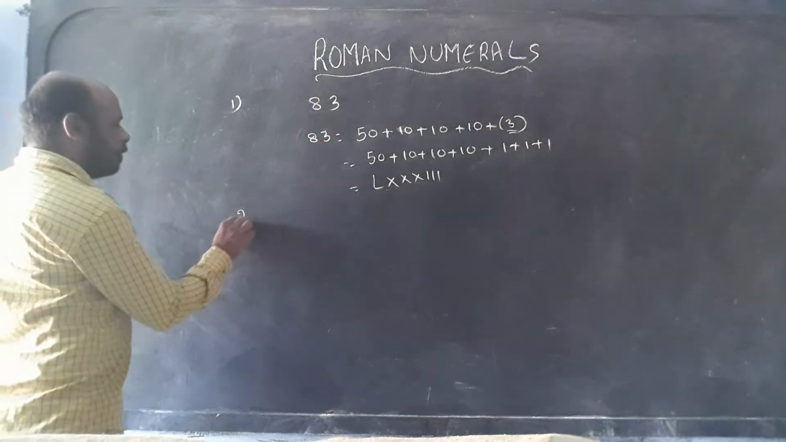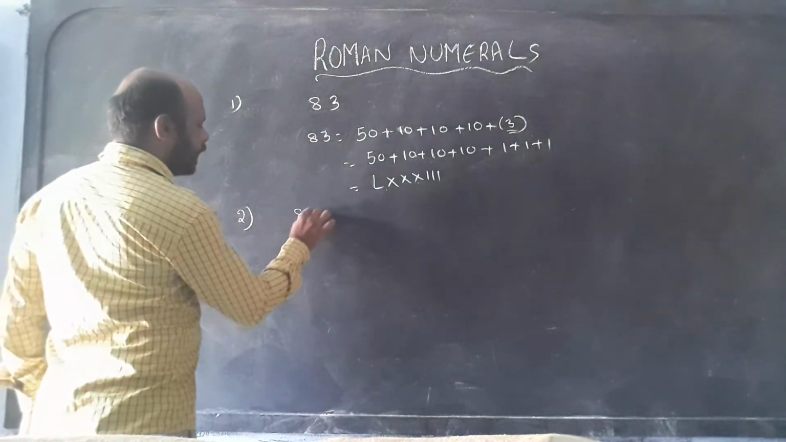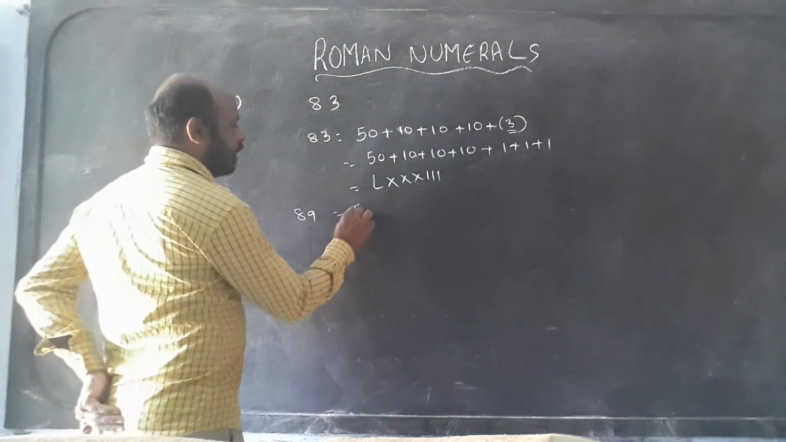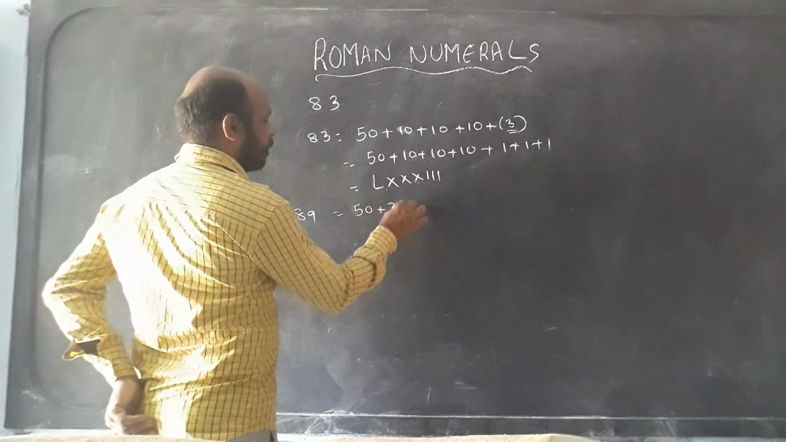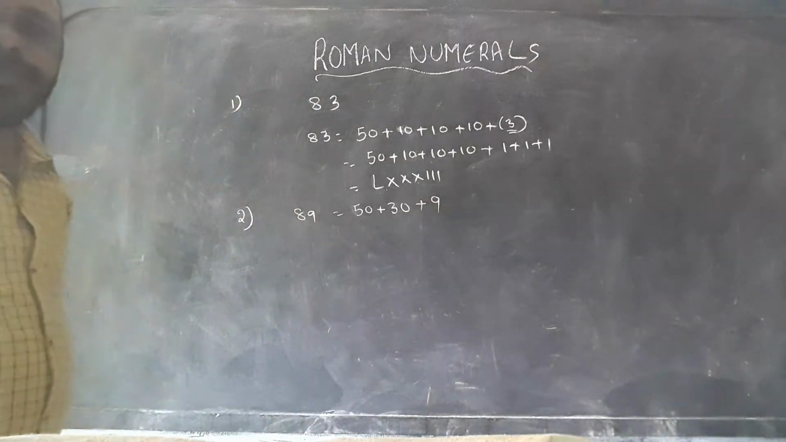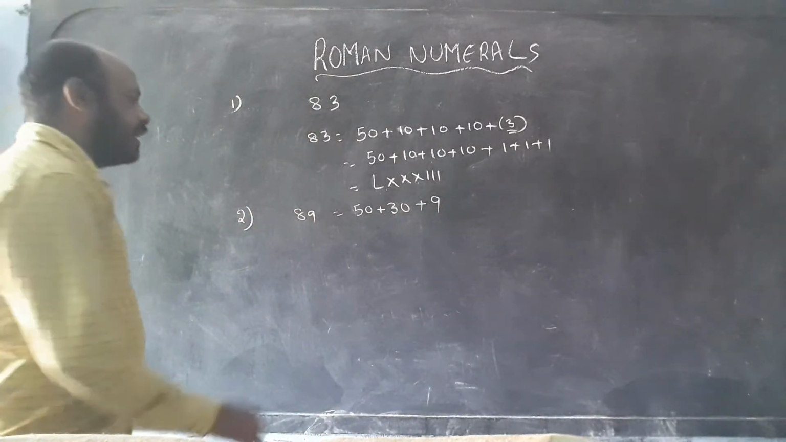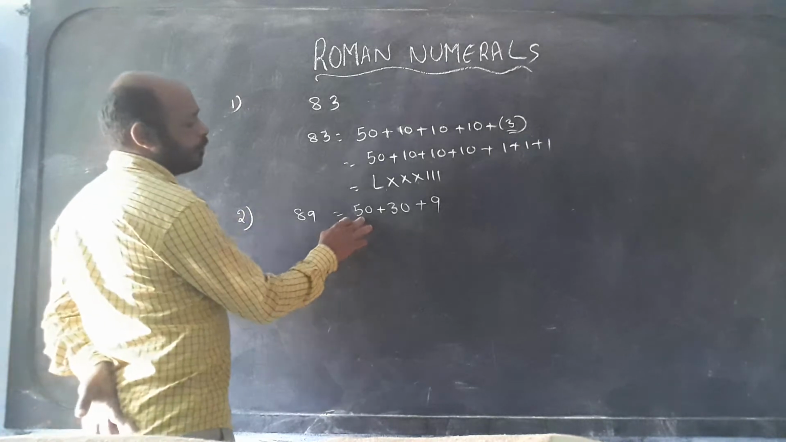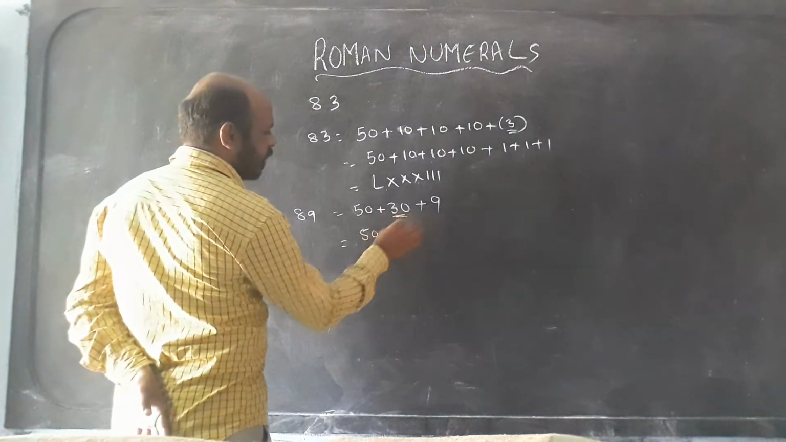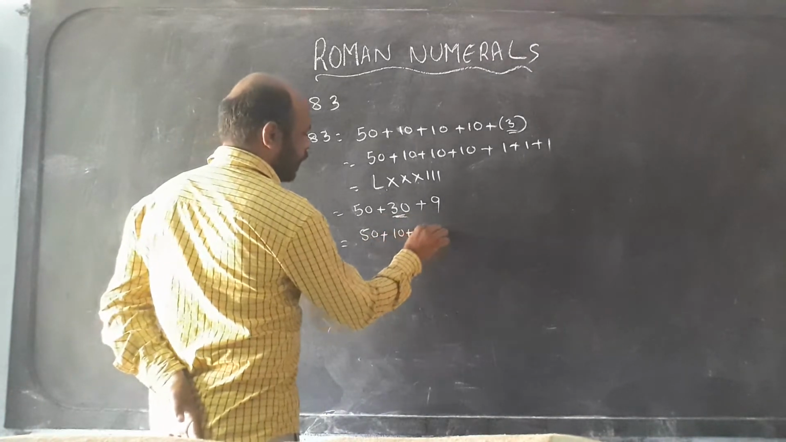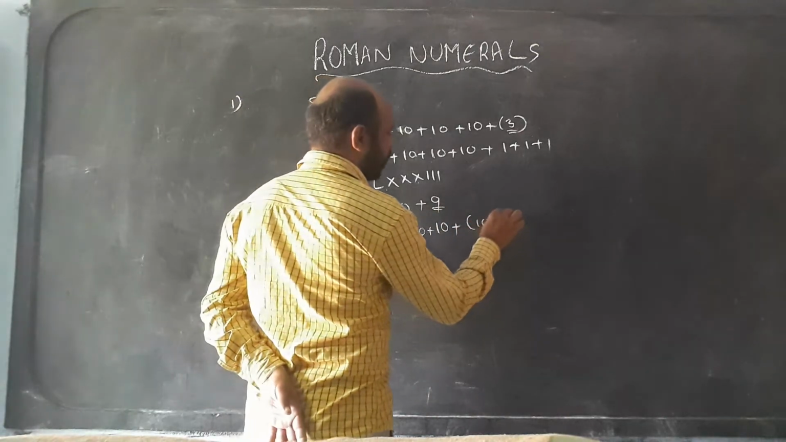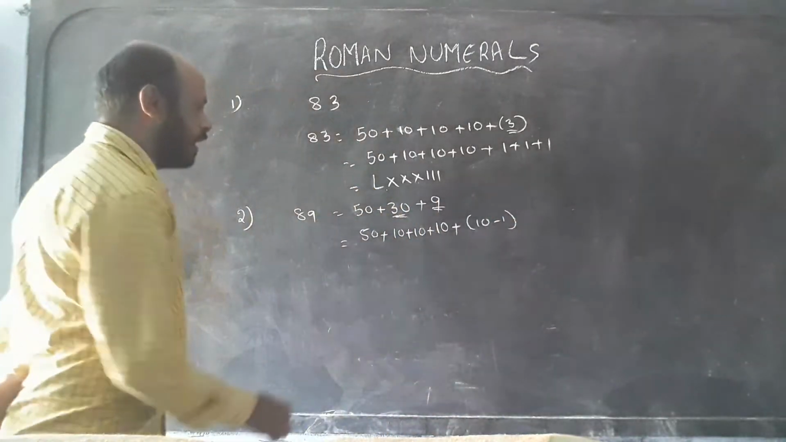One more example: 89. How to write 89? First we have to write 50 plus 30, that is 80, and 80 plus 9 is 89. Next we have to write 50, then 30 as 10 plus 10 plus 10, plus 9. How to write 9? 9 is equal to 10 minus 1.